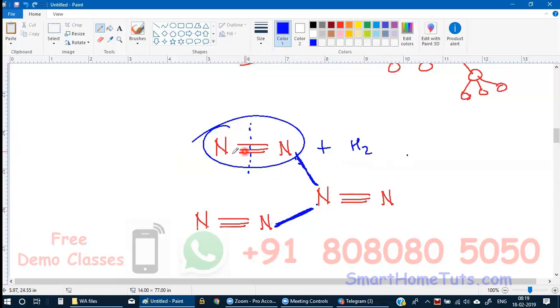But if you want to react this nitrogen with hydrogen, then these two will have to be separated. These bonds are very strong. That's why it's very less reactive. You need a very large amount of energy to separate this N-N, then only it will combine with hydrogen to form ammonia. That is why nitrogen is known as unreactive, because there is a triple bond in it, which requires a very large amount of energy to break. Okay.